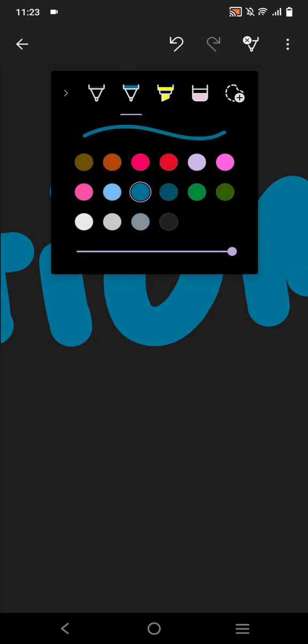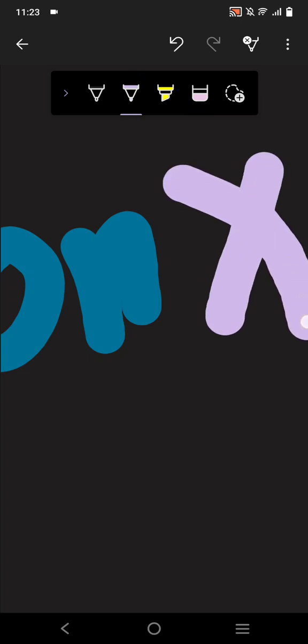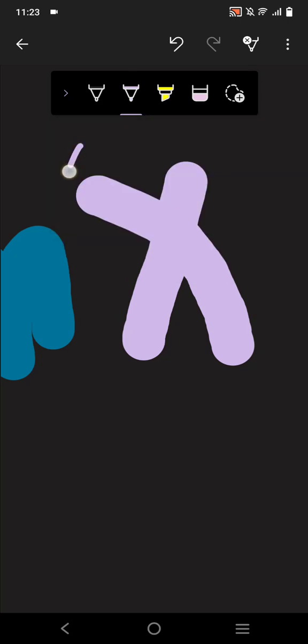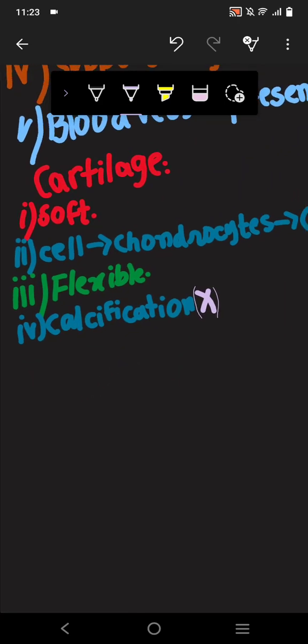in the cartilage. I'll tell you where the cartilages are present and where not. Okay, the calcification process does not take place.